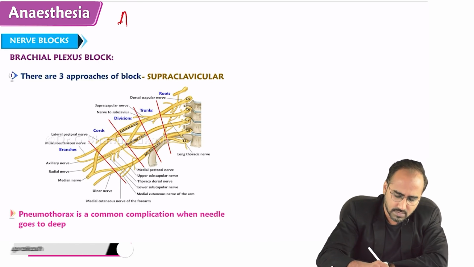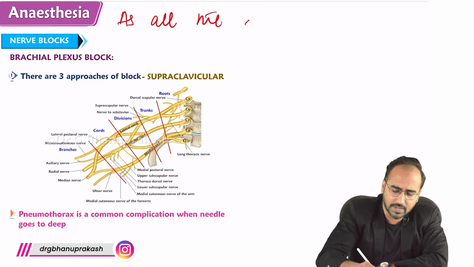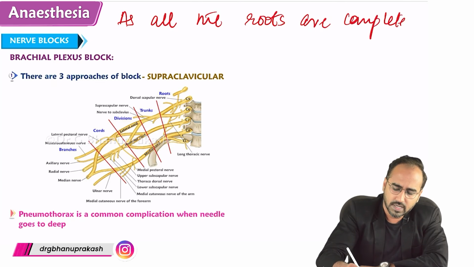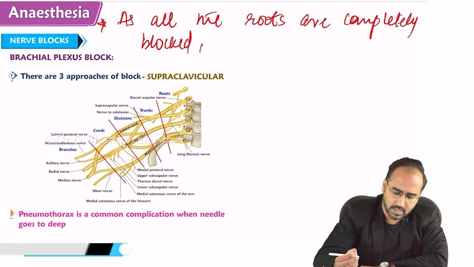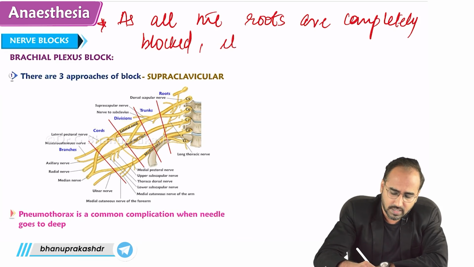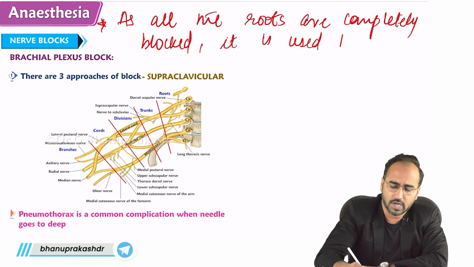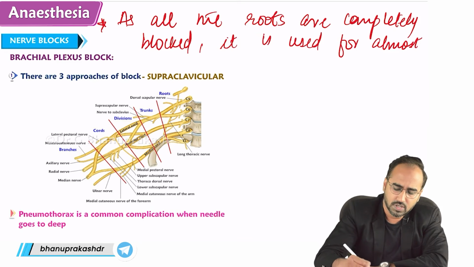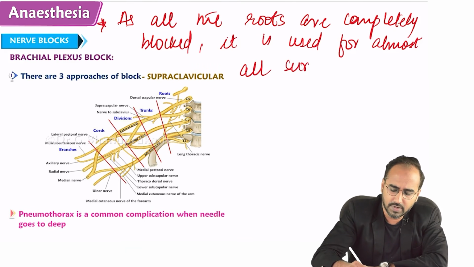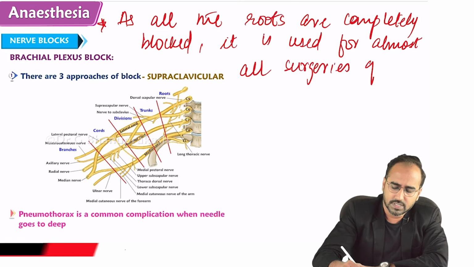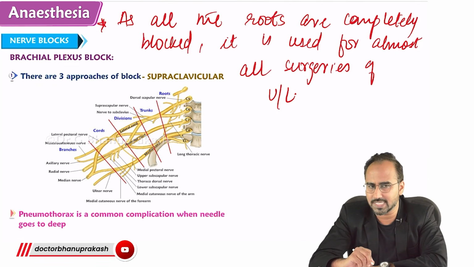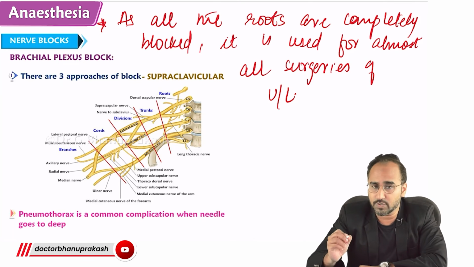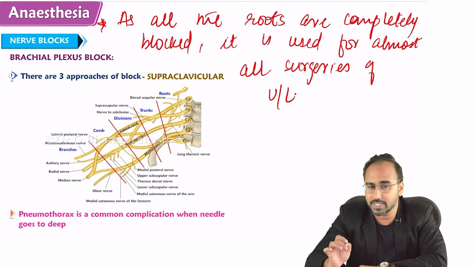As all the roots are completely blocked, it is used for almost all surgeries of the upper limb. Hence, it is regarded as the best approach of brachial plexus, but it comes with a complication.